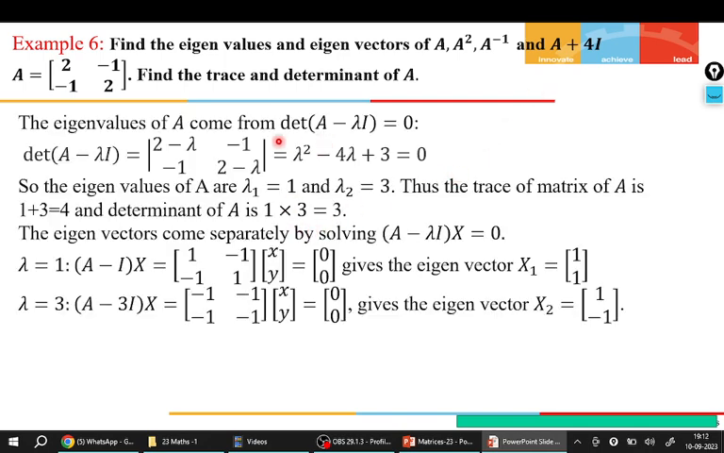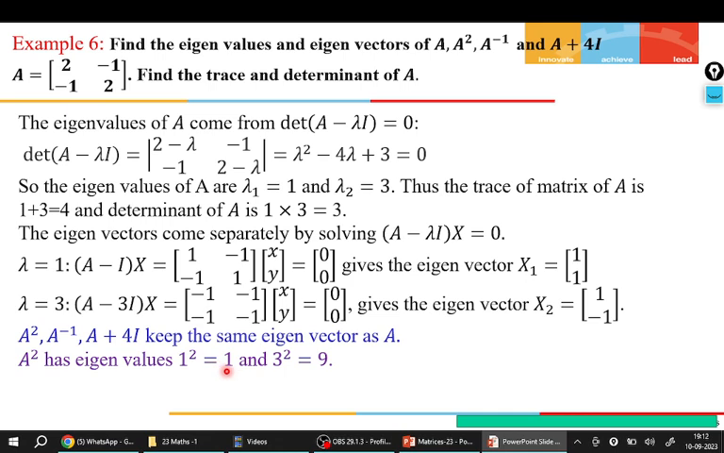If you do it, you will get 1 1, and these are the eigenvectors. These eigenvectors are for all the matrices: A, A square, A inverse, and everything else. A has eigenvalues 1 and 3. So A square has 1 square and 3 square. A inverse has 1 upon 1 and 1 by 3. A plus 4I has 1 plus 4. So these are the eigenvalues of the other matrices. Because of the properties, we can easily write these eigenvalues. This is not such an important example, the last question, but yes, you should know.